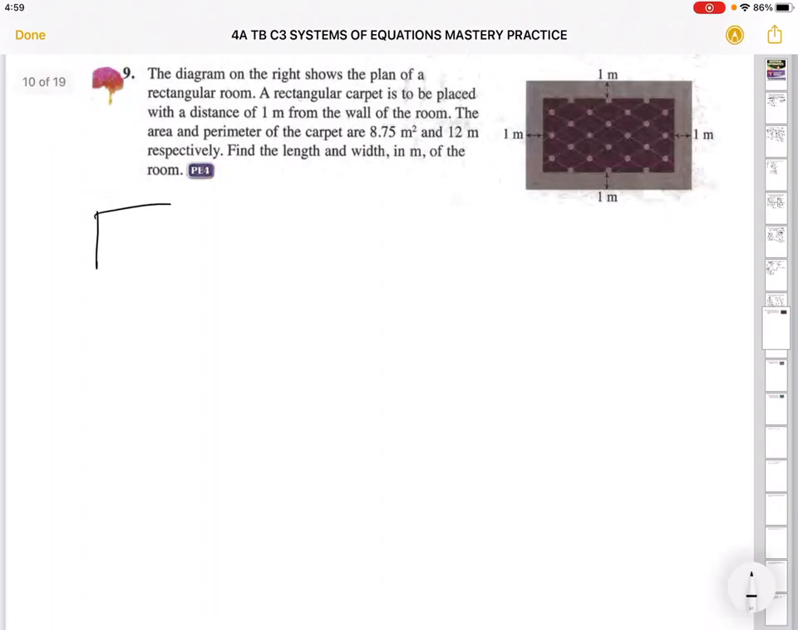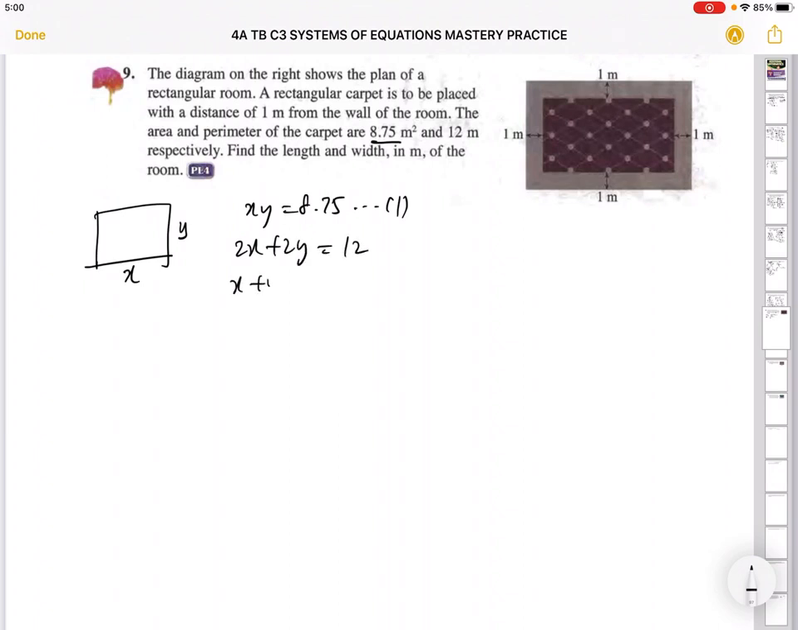So the length of the carpet, let's call it x. The width of the carpet, let's call it y. The area is 8.75, so xy is 8.75. I'll leave it as equation 1. The second equation is the perimeter, that means 2x + 2y add up to 12, so x + y is 6. Let's make y the subject, sub 2 in 1, so x(6 - x) is 8.75.